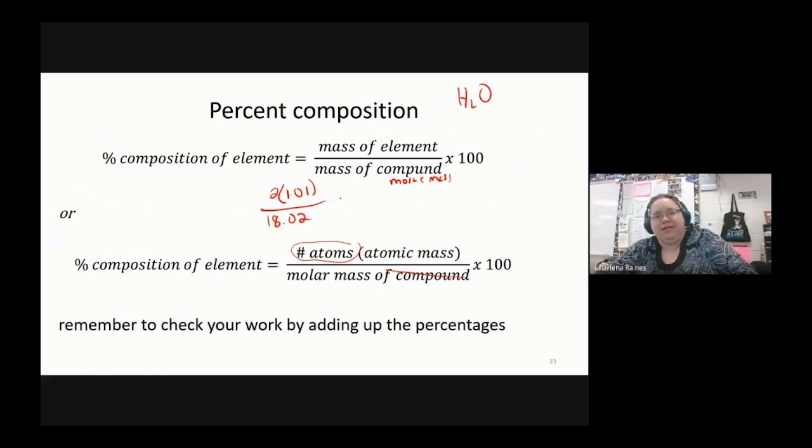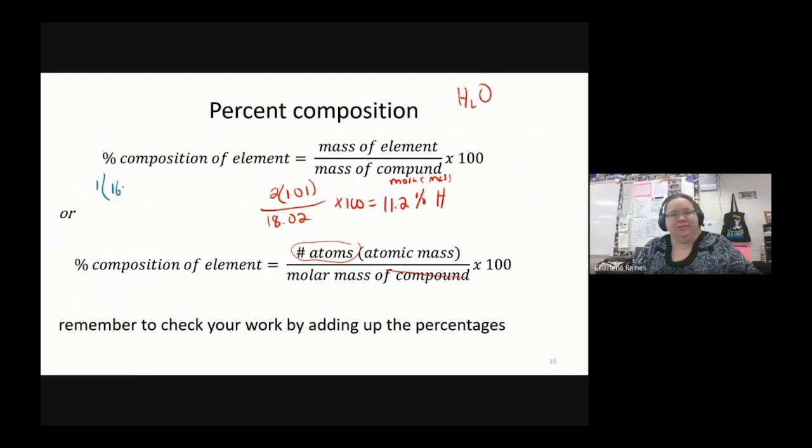Now, the thing about finding percent is you also have to remember to multiply by 100 because we are getting the percent that it contains. So if I look at water, hydrogen makes up 11.2% hydrogen.